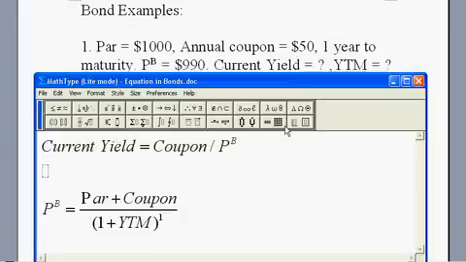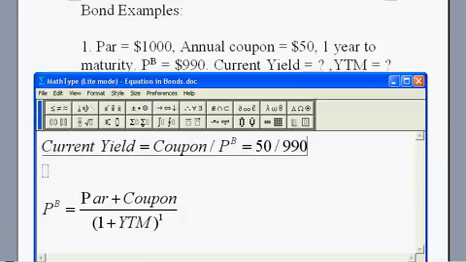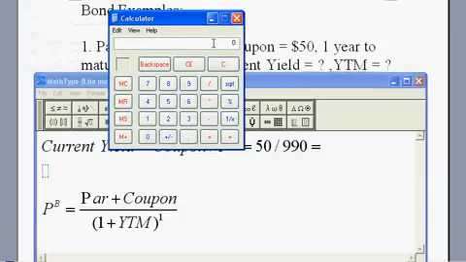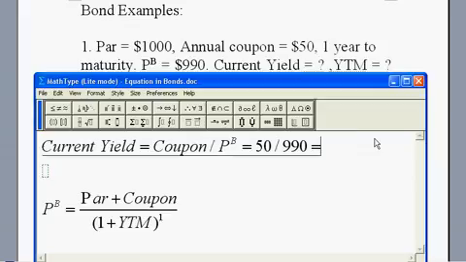Okay, let's look at the simple number first. The current yield equals coupon divided by the bond price. That is, in this example, $50 divided by $990. What is that number? Let's take out our calculator. 50 divided by 990, you got 0.05050505. Right? So it's about 5.0505%.